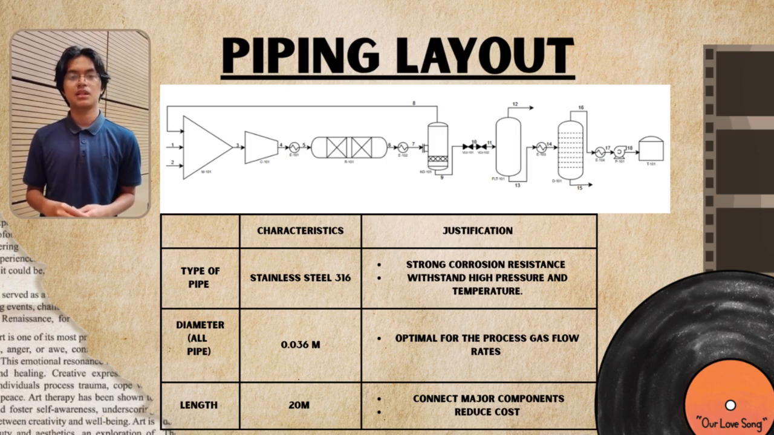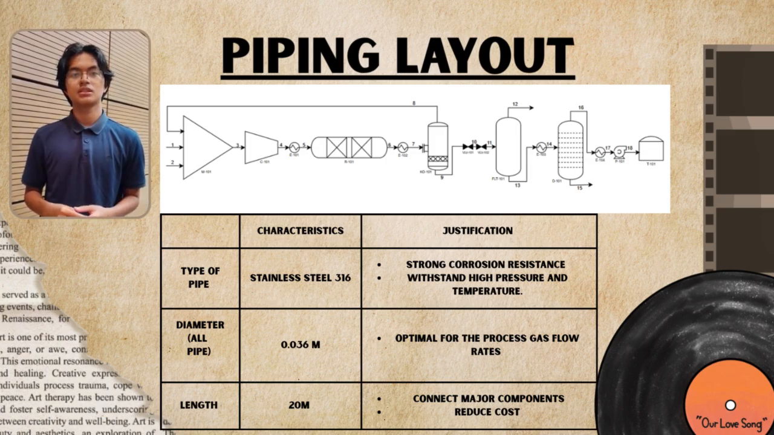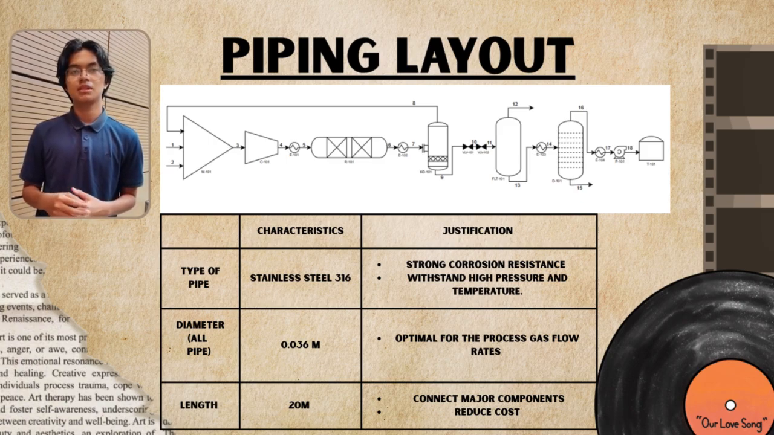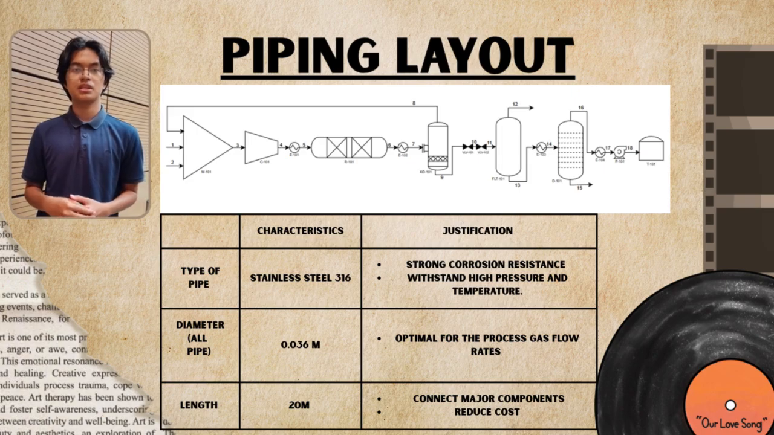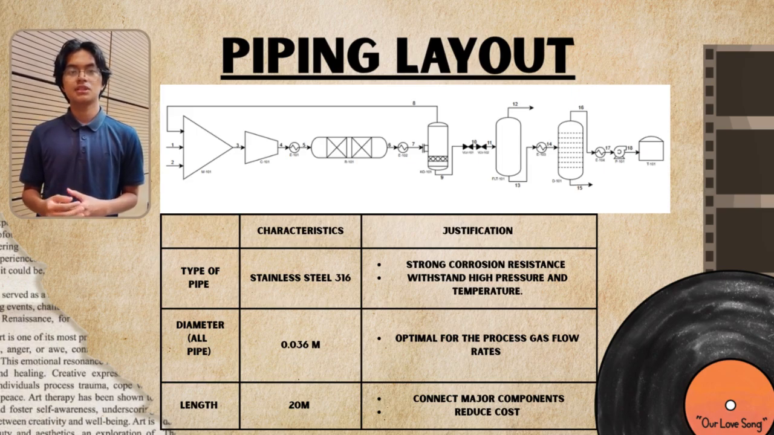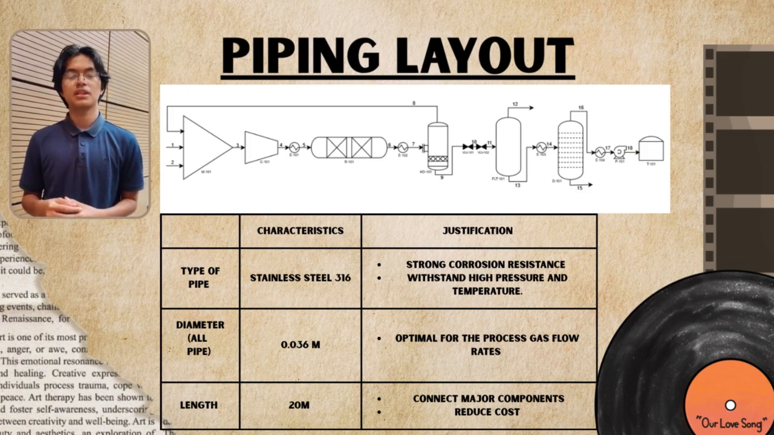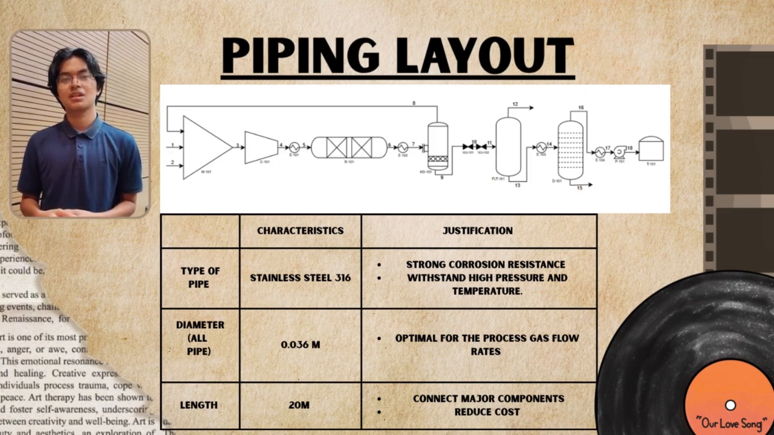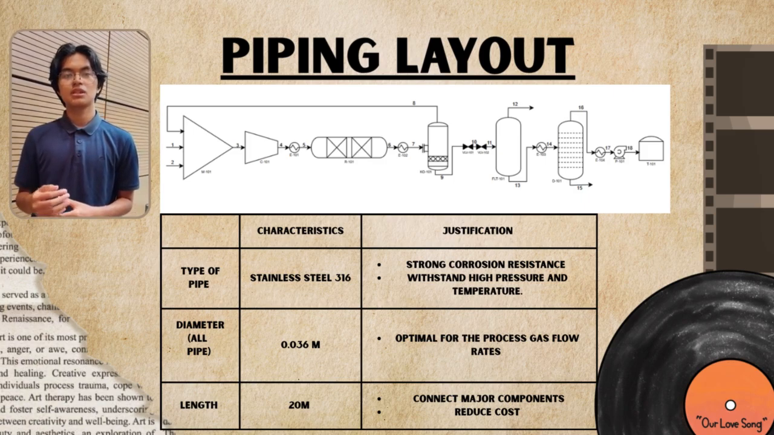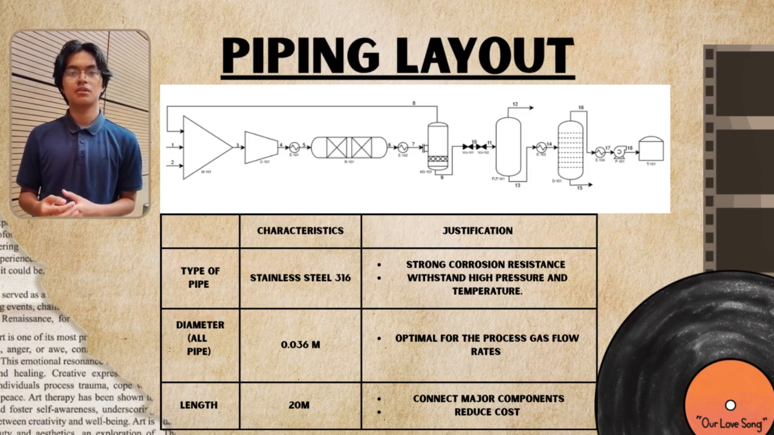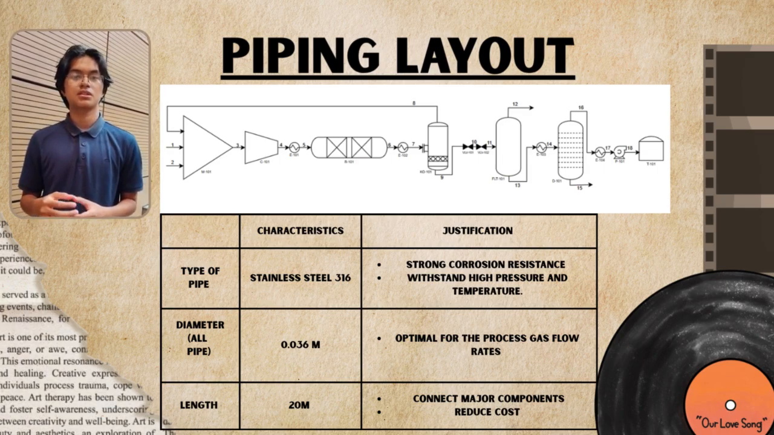So here is our piping layout. We selected the stainless steel 316 pipeline for its excellent corrosion resistance and ability to withstand the process pressure and temperature. A universal pipe diameter of 0.036 meter was chosen as it is optimal, helping to maintain a suitable velocity and minimize the pressure drop. Finally, we used the 20 meter pipeline because it is a practical distance for our plant layout and long enough to connect the major components.